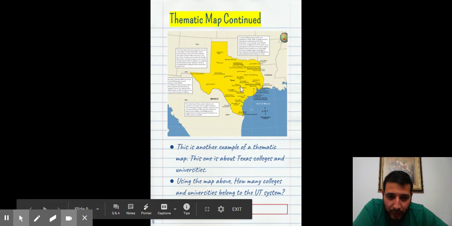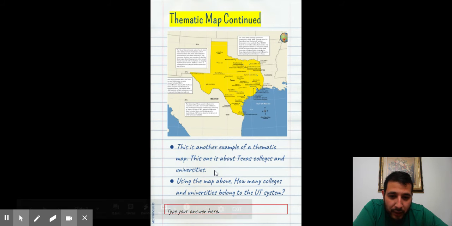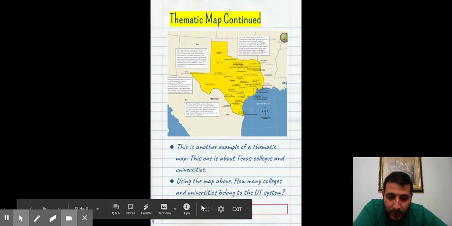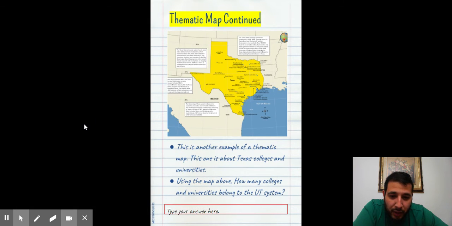So what you're gonna do is look at the map first, take a look at what it is, then you're gonna see the question. Let me see if I can move this. No, I can't. Okay, so using the map, how many colleges and universities belong to the UT system? In that case, you will have to go and see every little label that is on the map and see which ones belong to the UT system. It's as simple as that. While you're doing that, you're using your map skills that we learned yesterday.